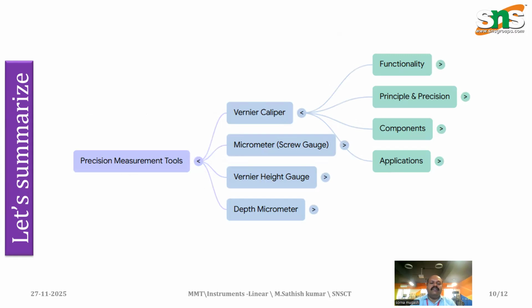So let us summarize this topic, precision measuring tools. We have the vernier caliper, micrometer, which we also call a screw gauge, and the vernier height gauge and depth micrometer. In all the instruments, we have seen the functionality, the principle and the precision, and the components of all the instruments. Like in the screw gauge, we have seen the thimble, anvil, and spindle, everything. And for applications, we have seen the first empathy drawing.